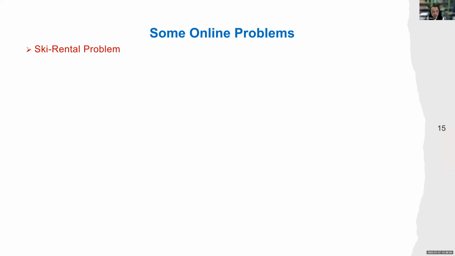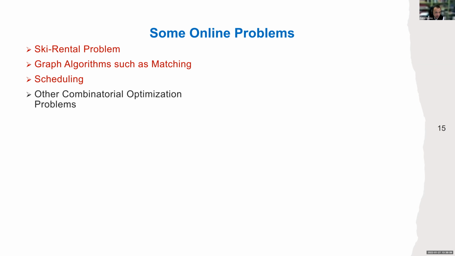Okay, so we have quite some online problems. Ski rental we have to talk about, and the next one we are talking about is graph algorithms such as matching. Now, actually, it's just matching. And then we also talk about a simple scheduling problem. There may also be other combinatorial problems, but we will not cover them in this course. And then there are also the online secretary problem, prophet inequality, Pandora's box, etc. These have something to do with probability, and we'll cover the first two, secretary and prophet inequality.